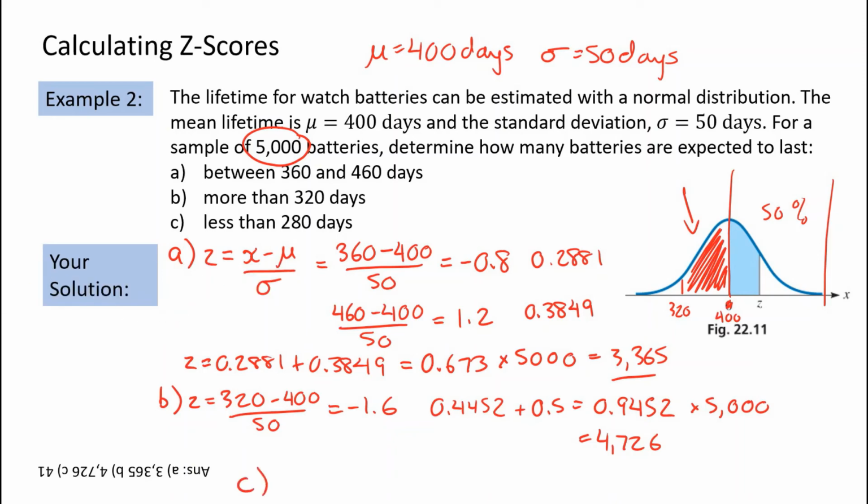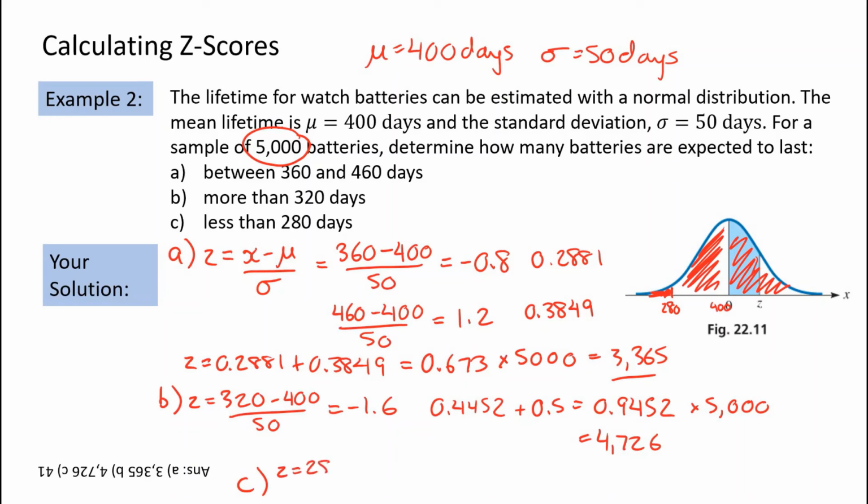Part C is looking at less than 280 days. So going back to this example, erasing these, we have 280 days somewhere over here. Again, our mean is 400. We want to know if they're going to last less, so we want to know this little piece here. We can find that by finding all of the value to the right of it and just subtracting that from 100%, because then we're left with just the piece that wouldn't last 280 days.